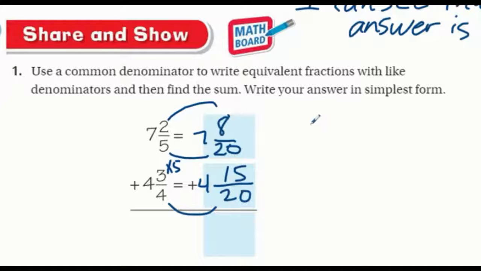That's how we make equivalent fractions. That's what those are, right there. Equivalent fractions. Okay, and now I add those together, and I have 11 for the whole number part. 8 plus 15, last time I checked, is 23. Oh my goodness, it's 23 over 20.